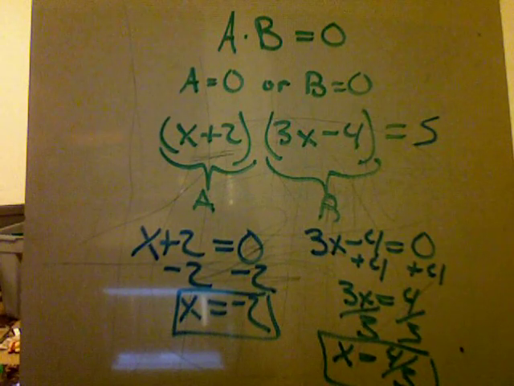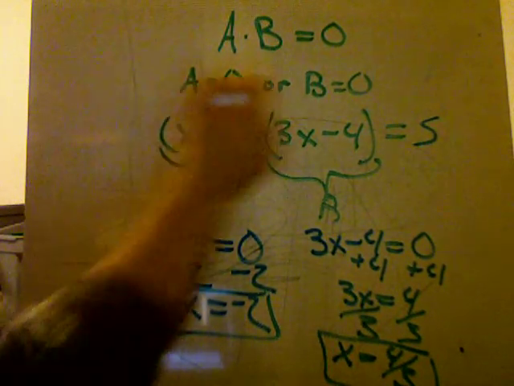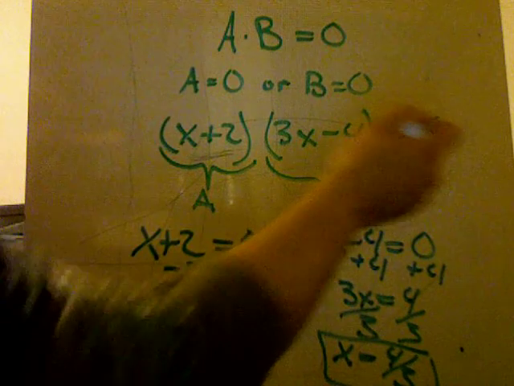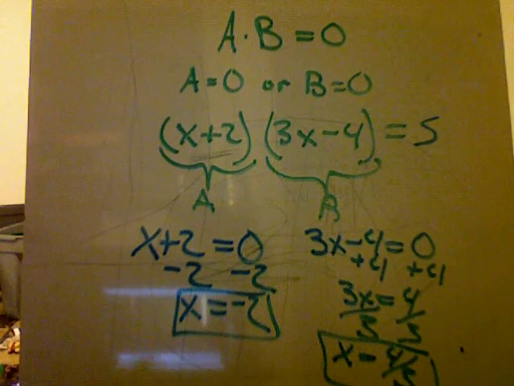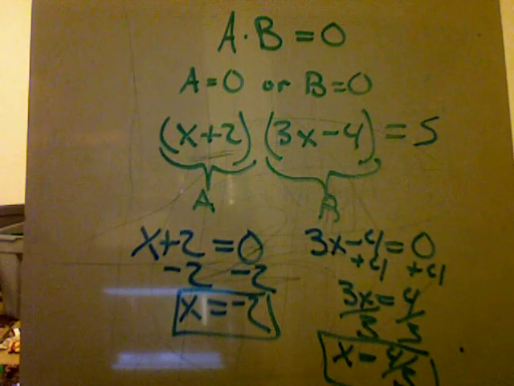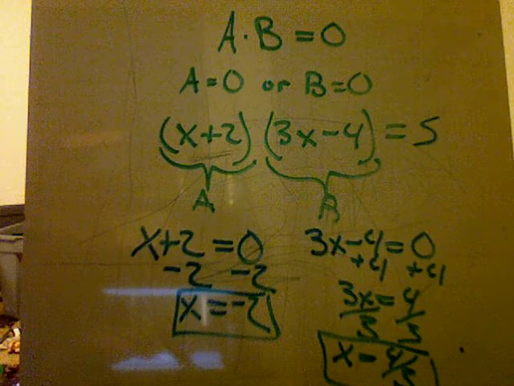Now, if this thing here were set equal to 5, I couldn't use this method anymore. Okay? What I would have to do then is FOIL this out, then subtract 5 from both sides, and then refactor it. Which gets kind of messy, but sometimes that's the way life is.